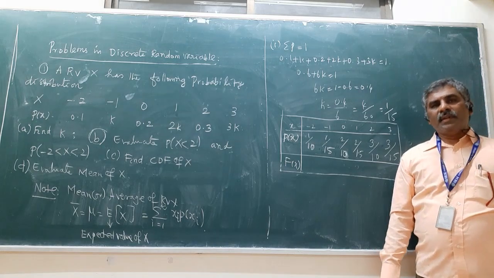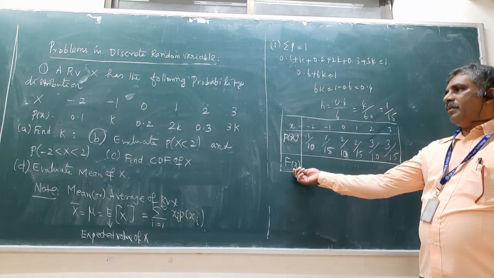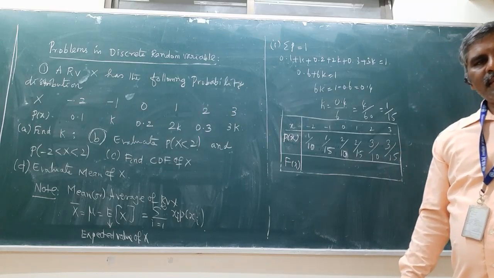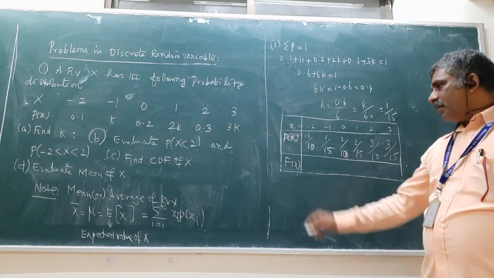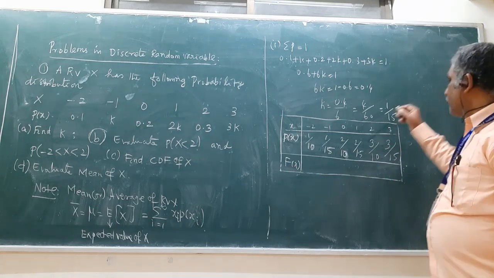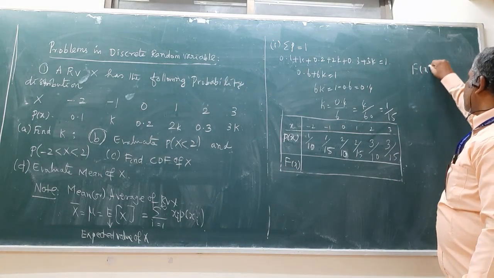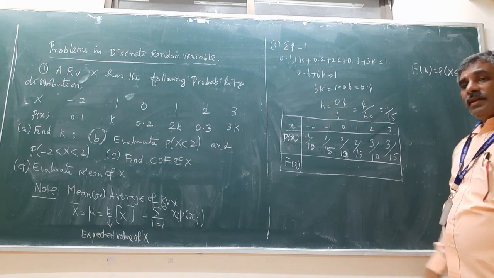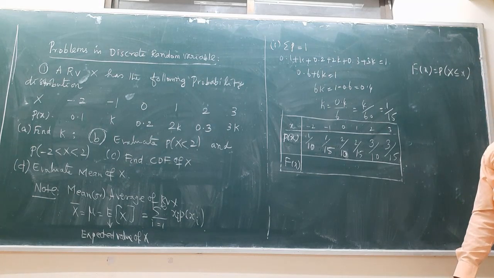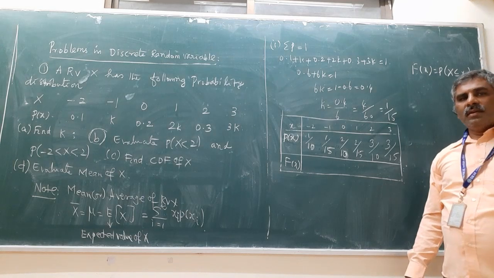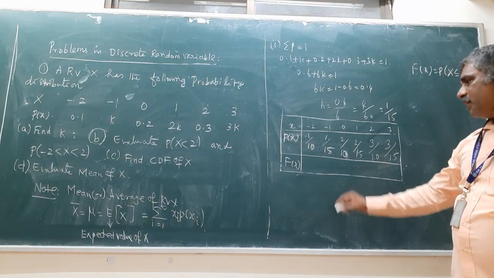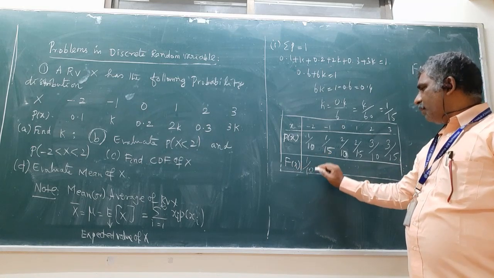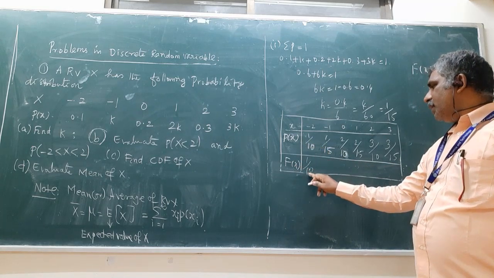Next we are going to find the CDF value, F of x. What is the CDF? CDF is denoted by capital F of x. What is the definition? Capital F of x equals probability of x less than or equal to x. Very simple method is, for the CDF, from the probability, write only this value.